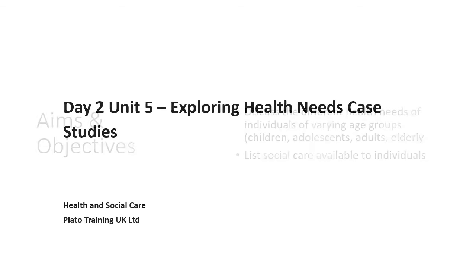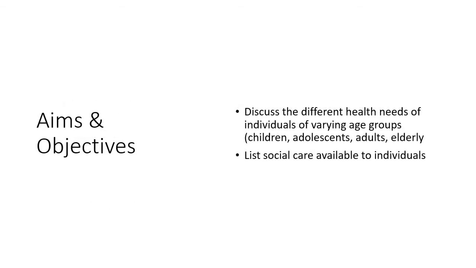This PowerPoint presentation is part of the Health and Social Care course for Plato Training, and it covers Unit 5, Exploring Health Needs, Part 2. The aims and objectives of today's session are that by the end of the session, you will have discussed the different health needs of individuals of varying age groups, children, adolescents, adults and elderly, and you will have listed social care available to individuals.